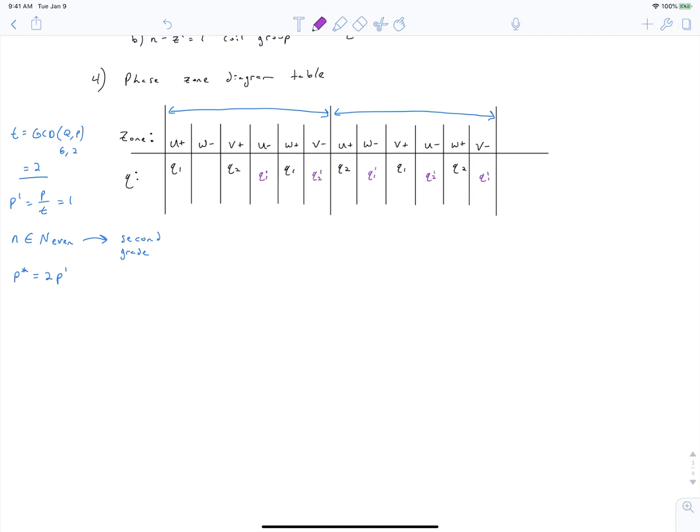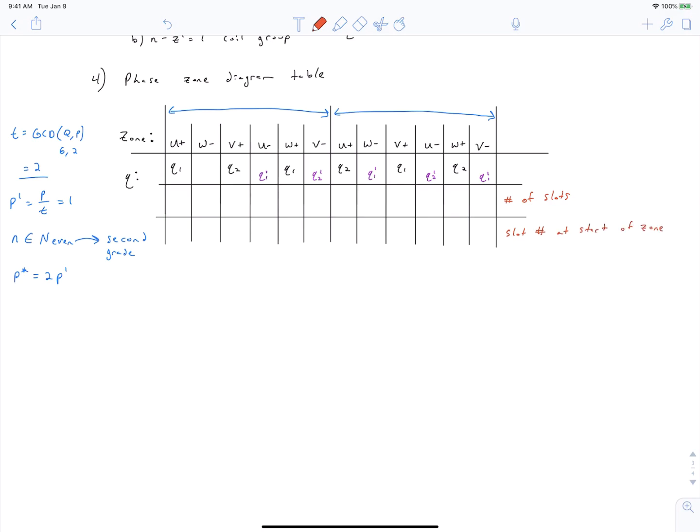And to make our lives a little bit easier, we're going to add a couple more rows to this table. We need to figure out how this table maps to the actual winding layout schematic, and that is what slot number each of these phase zones spans. So what slot number the phase zone starts at and what slot number it ends at. And we can start by filling in the number of slots, and that is just what the numeric value is for Q1 and Q2. Remember, Q1 is 1, Q2 is 0. So our first phase zone has 1 slot.